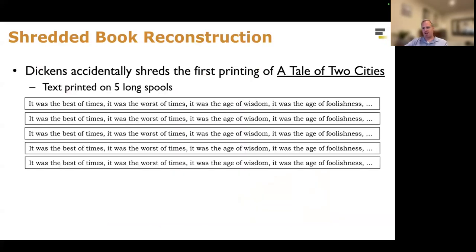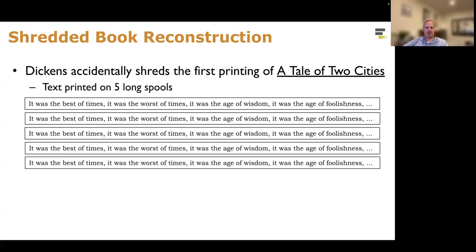So you go to the print shop and get the book printed onto long spools. Hopefully this is a totally transparent metaphor. Instead of having long molecules of DNA, we have a long spool of paper that has this text spelled out on top of it. Shown here are the first five copies of this book, in these long strips of paper representing the entire book that is printed there.